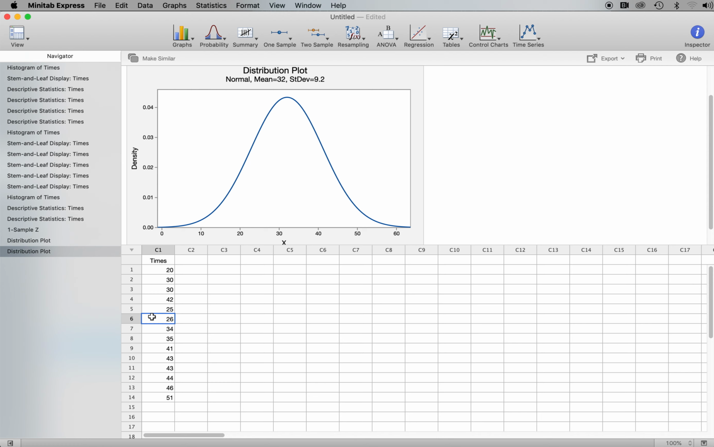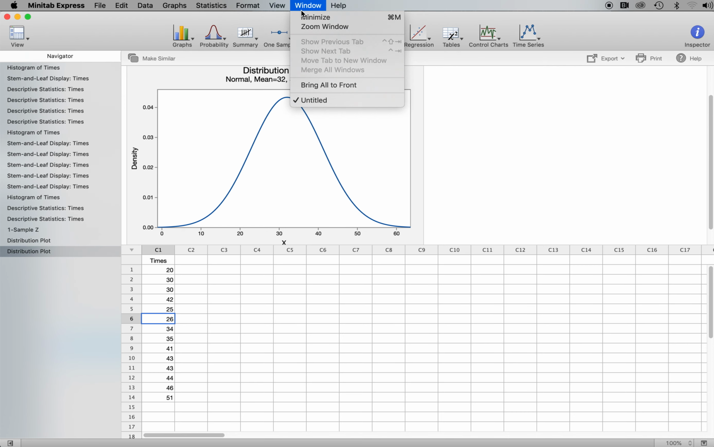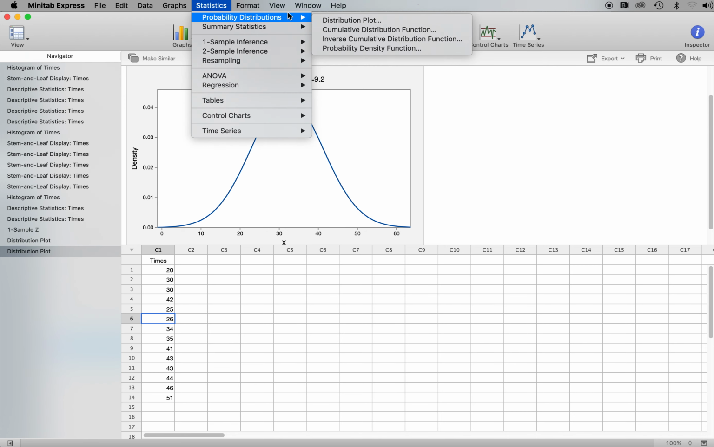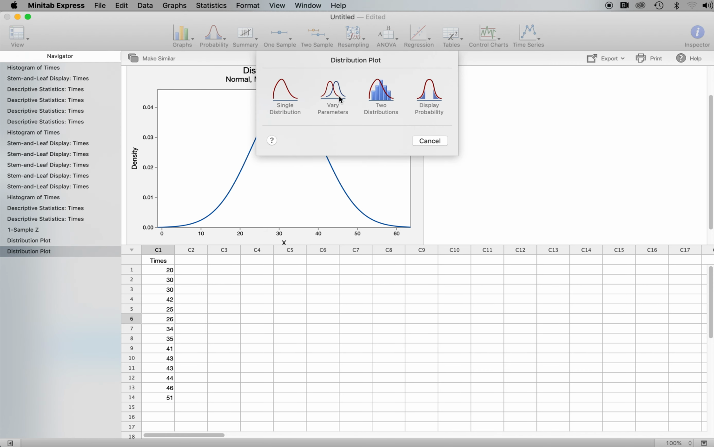the actual probability value. So what we're going to do is go up to Statistics again. This is the menu where we spend a lot of time, and we're going to go to Probability Distributions, Distribution Plots. And this time, instead of Single Distribution, we're going to go to Display Probabilities.